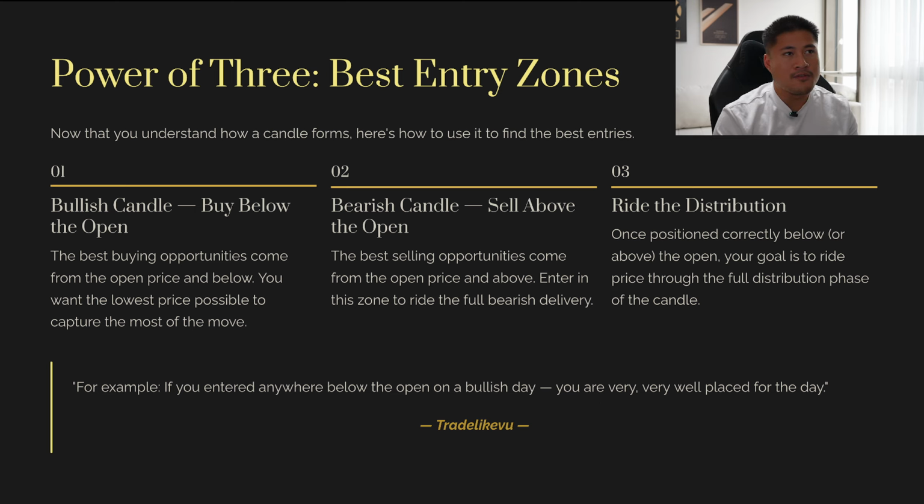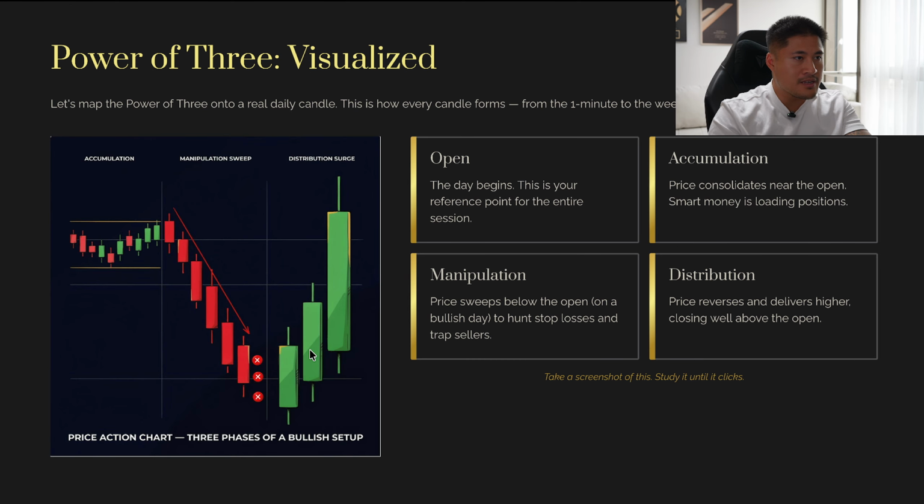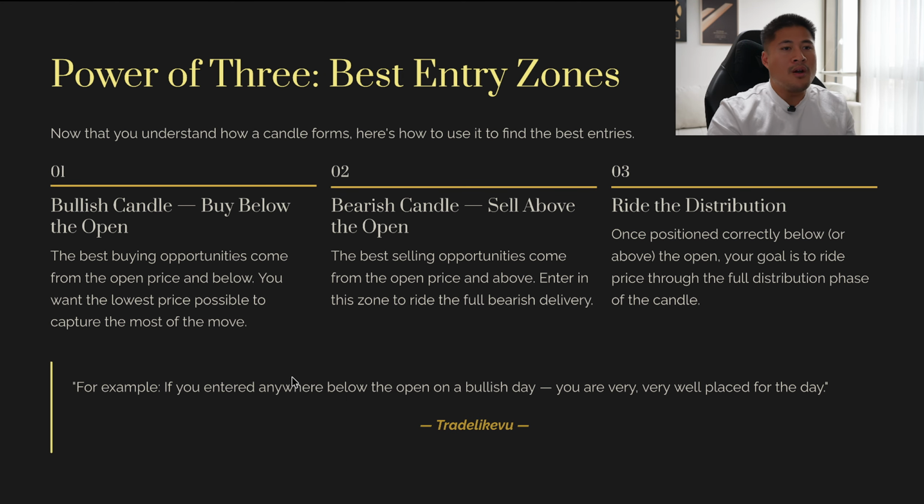Now that you understand how a candle forms, here's how to use it to find the best entries. You simply have a look at the previous daily candle. If it was bullish, you buy below the open of that previous bullish candle. If it was bearish, you sell above the open, and then you simply ride the distribution as long as you can. That's basically it. Very, very simple. For example, if you entered anywhere below the open on a bullish day, just like right here, you are very, very well placed for the day. And that's basically the concept. It's very, very easy.